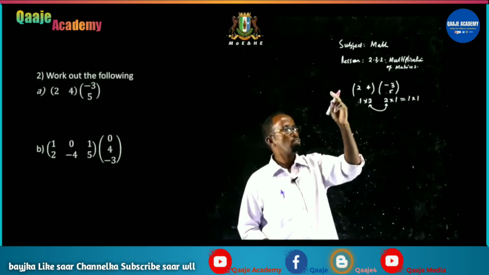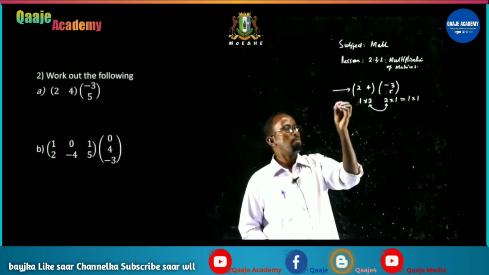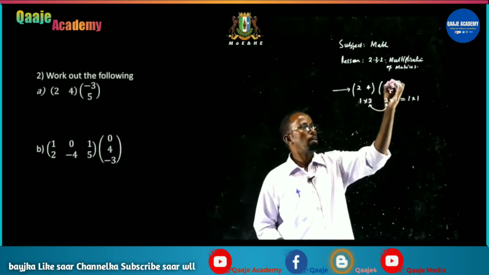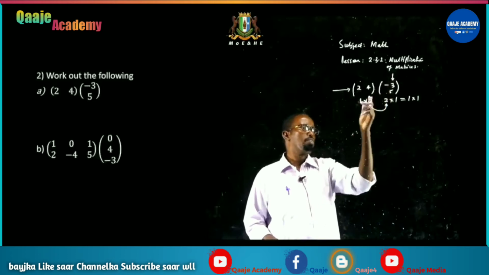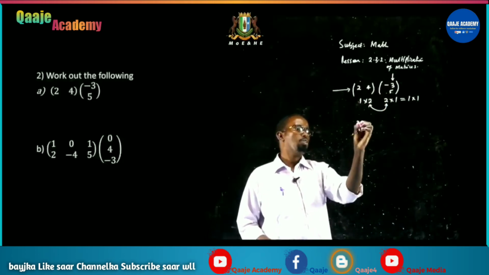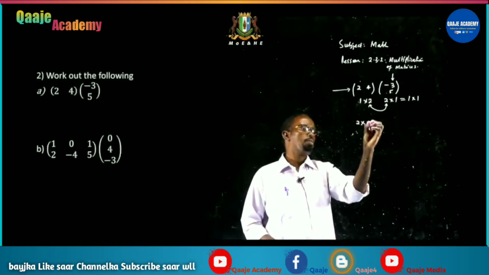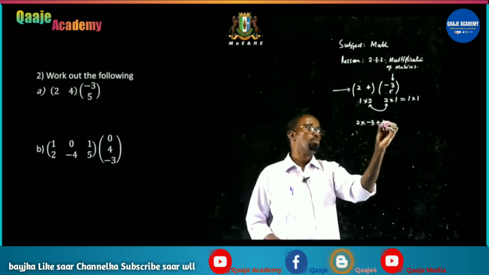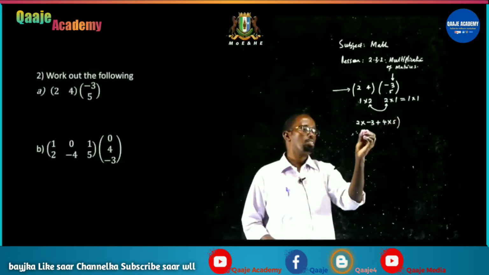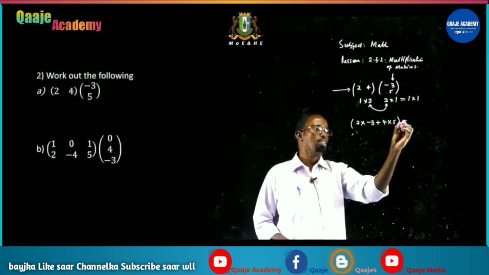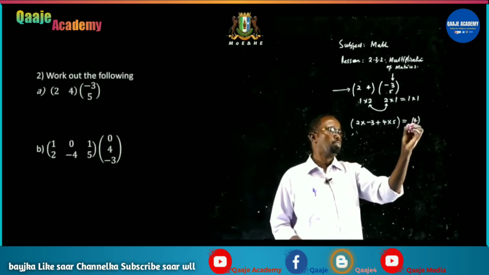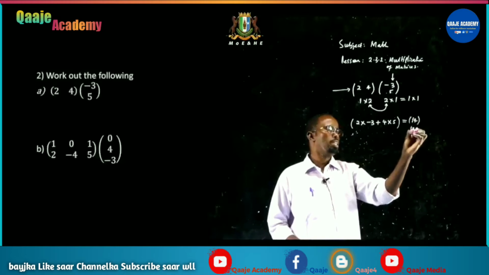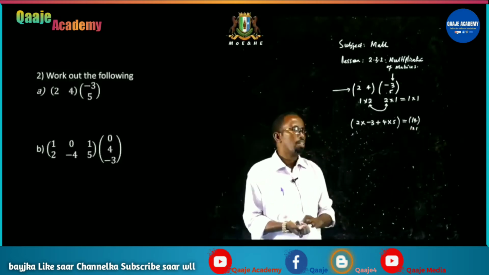So this is how to multiply matrices. First row is multiplied by first column. So first row multiplied by first column, that will be 2 multiplied by minus 3 plus 4 multiplied by 5. So there you get minus 6 plus 20, you get plus 14. So you can see now the order is 1 by 1, meaning 1 row and then 1 column.